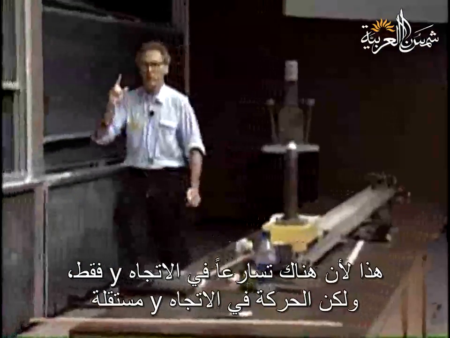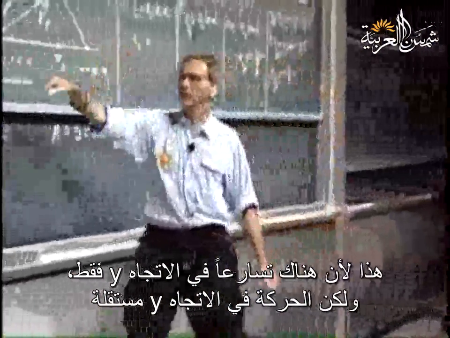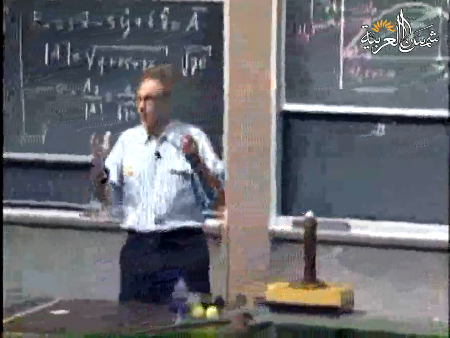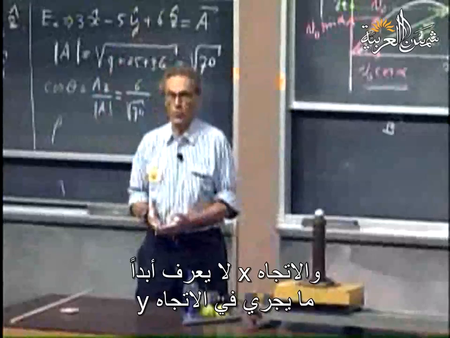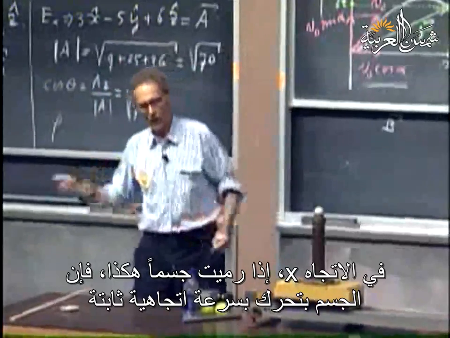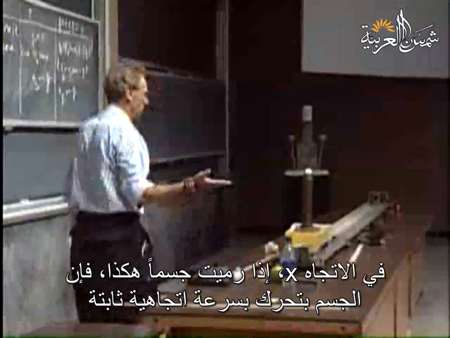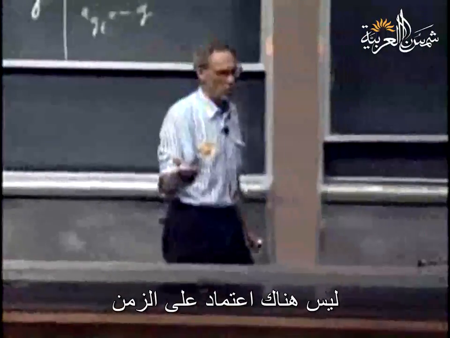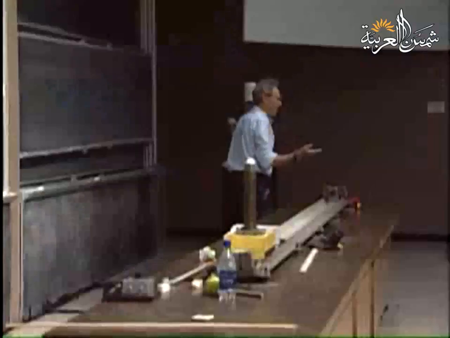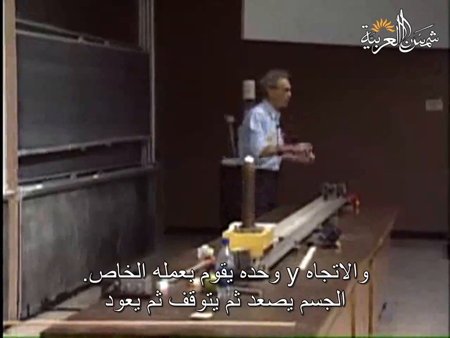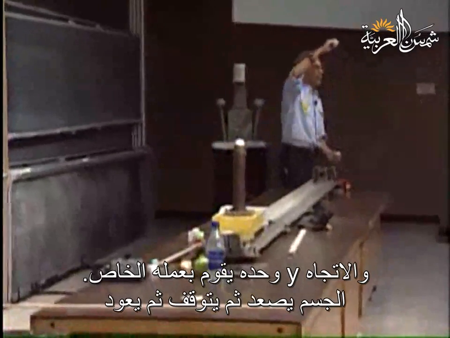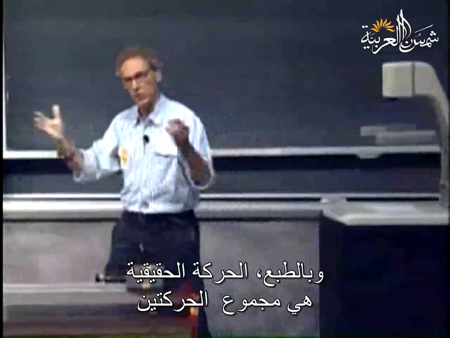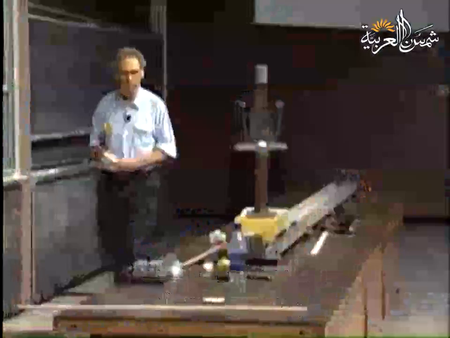That is because there is only an acceleration in the y direction, but the motion in the y direction is completely independent of the x direction. The x direction doesn't even know what's going on in the y direction. In the x direction, if I throw an object like this, the x direction simply, very boringly, moves with a constant velocity. There is no time dependence. And the y direction on its own does its own thing. It goes up, comes to a halt, and it stops. And of course the actual motion is the sum, the superposition of the two.